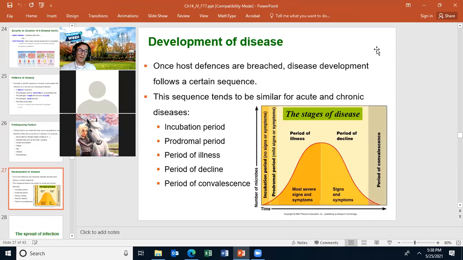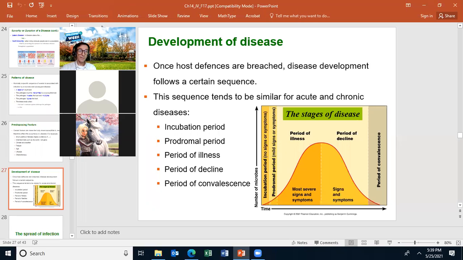Let's talk about the development of the disease. Surprisingly, most infectious diseases follow the same development. Once the host defenses are breached, the disease develops following a certain sequence. And this tends to be similar for both acute and chronic diseases.